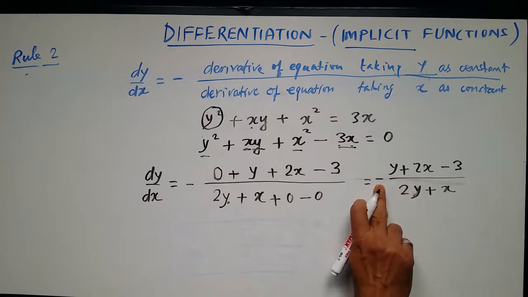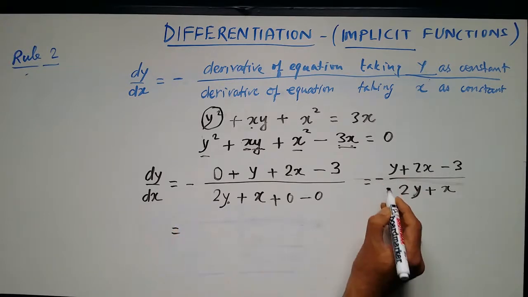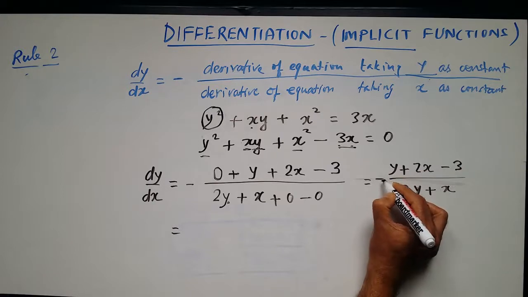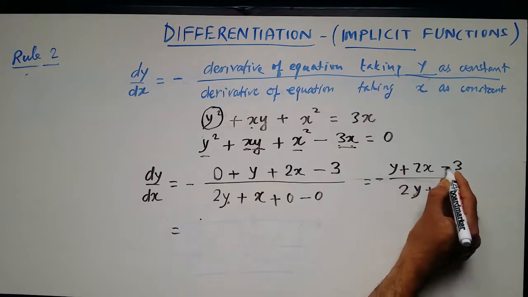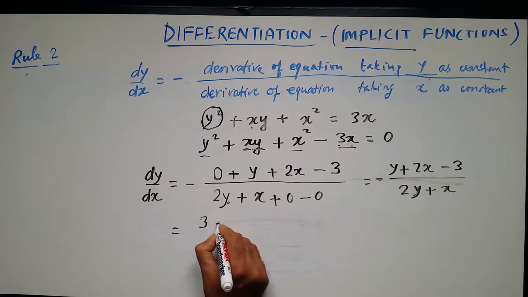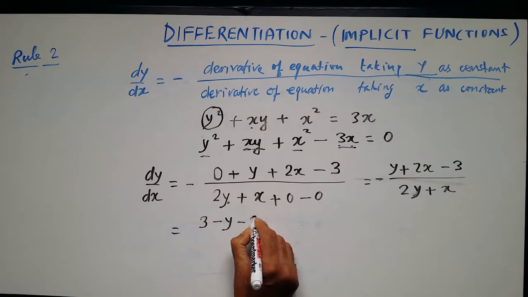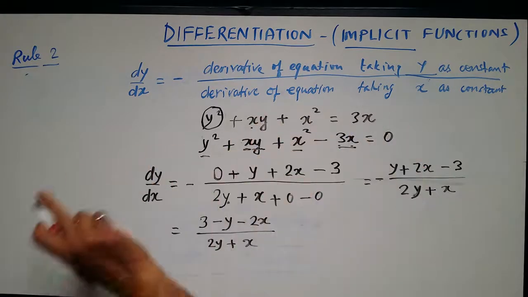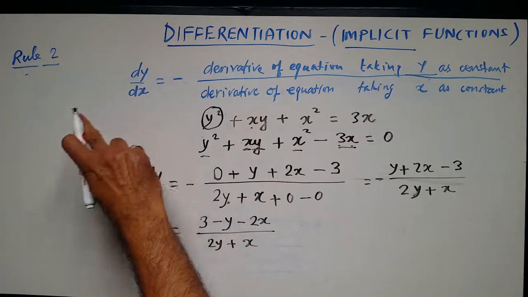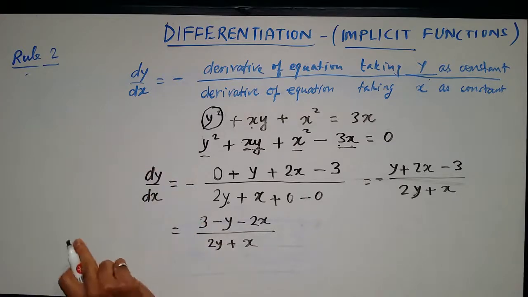Now since this is a minus sign and we don't want the minus sign, we just evaluate this expression using the minus sign. So this minus and minus, here is a minus, so this becomes plus 3. So this becomes 3 minus y minus 2x upon 2y plus x. If you see the previous rule, the derivation of this function using rule 1, you'll find that this is the same answer we got for rule 1. Okay.